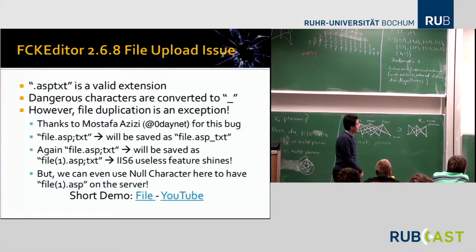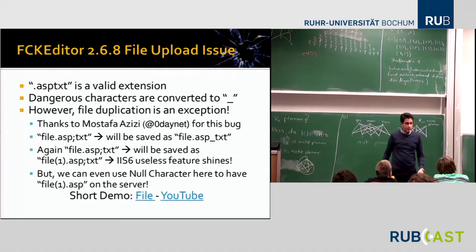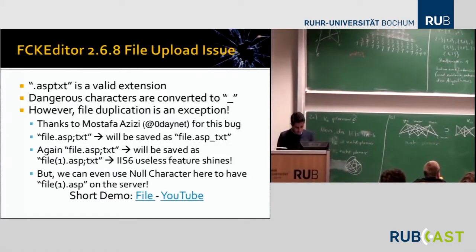It has a good thing inside the file duplication logic. Actually, this is a logical flaw, an exception. It doesn't convert those characters to underscore when the file is already available on the system. A friend of mine, Mustafa, reported it to me, and he said you may be able to use your semicolon vulnerabilities on that server. That's very good because FCKEditor is bypassed. And I said, okay, now that I can use semicolon, I can use null character to upload whatever I want on the server. I'll show it to you.